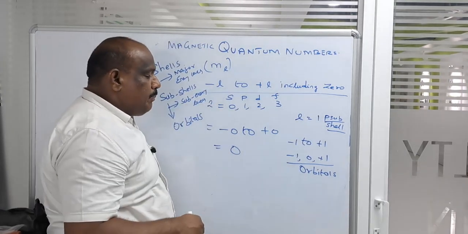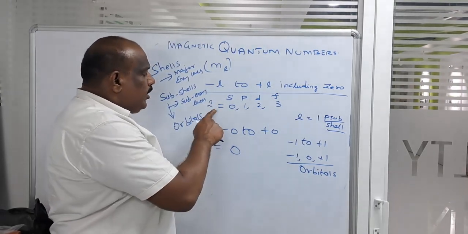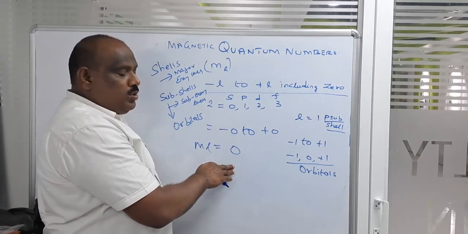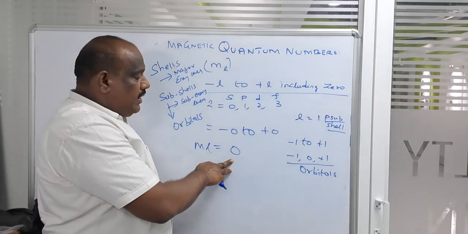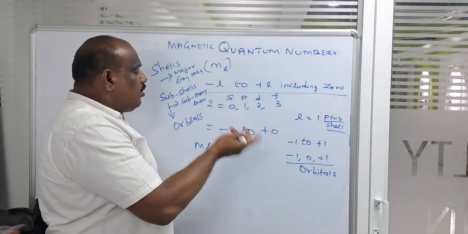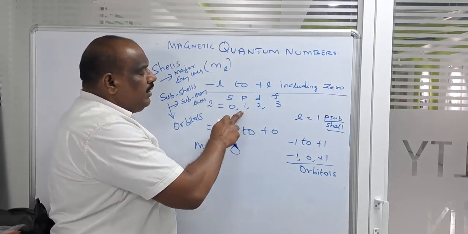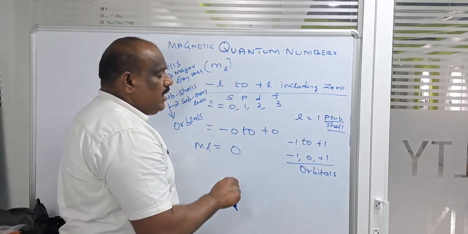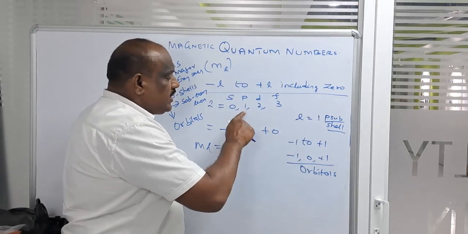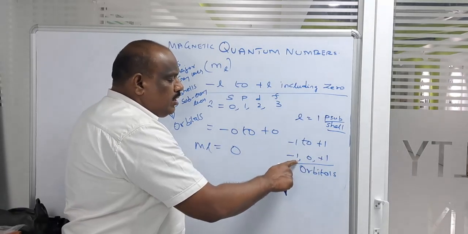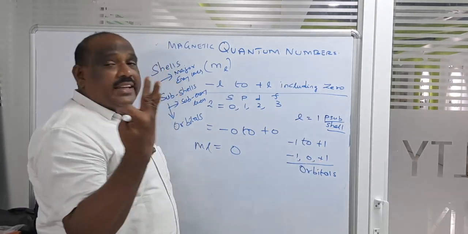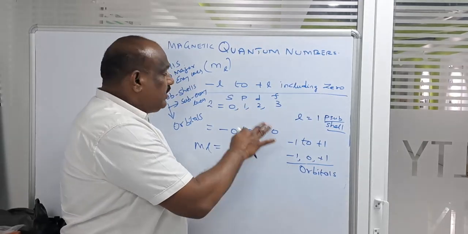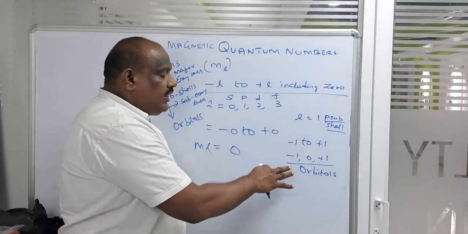We keep on going deeper. So when L equal to 0, the ML is also 0 only. So there's only one orbital. Whereas when we are going for L equal to 1, the magnetic quantum number will vary from minus L to plus L, which means here minus 1 to plus 1. So it's minus 1, 0, 1. So there are 3 orbitals. For the P subshell, we have 3 orbitals.